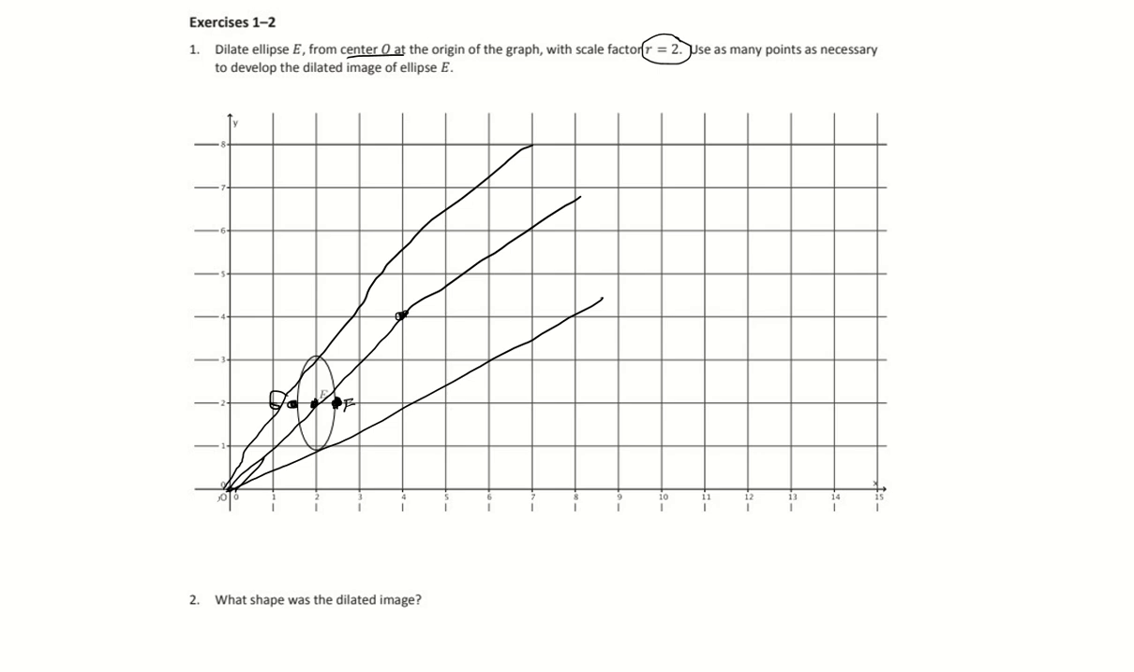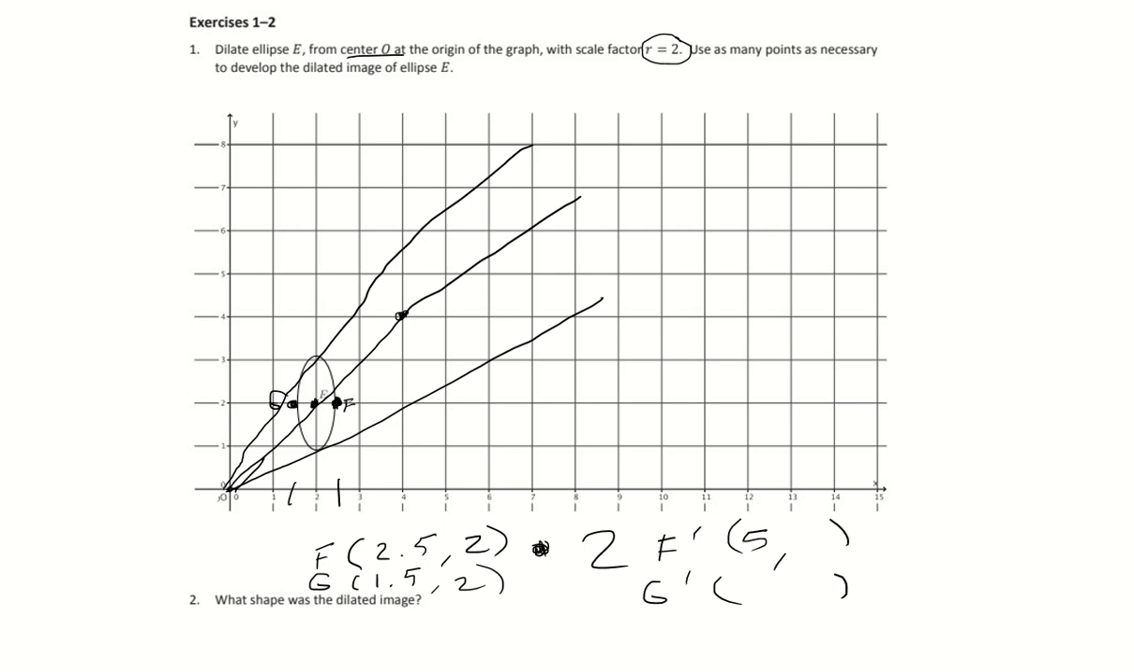See how F is halfway in between 2 and 3. So F itself would be (2.5, 2), up the same height, it's still 2. And then G would be the same thing except it's back a half, so it would be (1.5, 2). So using my scale factor of 2, F prime and G prime respectively should be at 2.5 times 2 is 5, and 2 times 2 is 4, and 1.5 times 2 is 3, and 2 times 2 is 4.